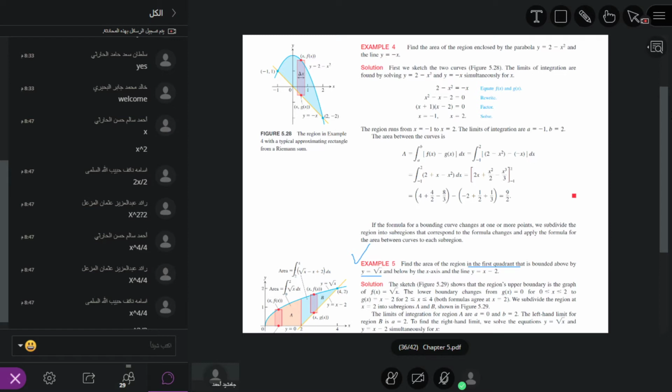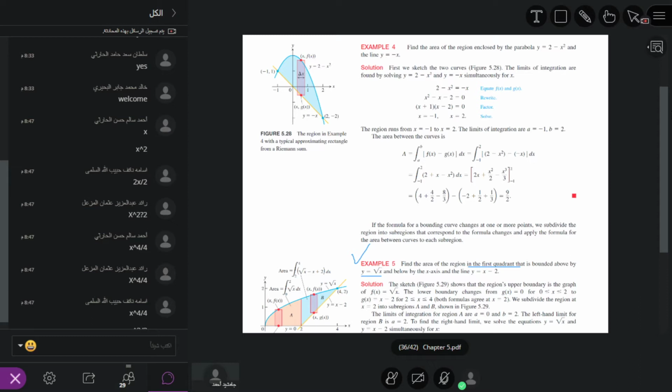And bounded below by the x-axis and the line y is equal to x minus 2. So here we have three things. One is y is equal to square root x. This is basically a parabola, and it is on the right side.